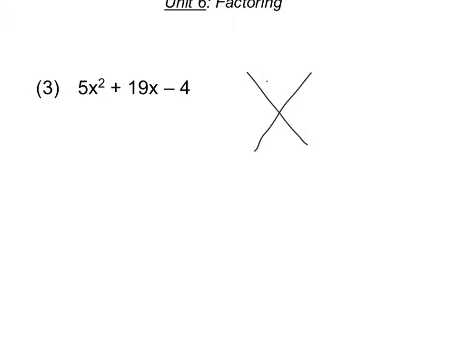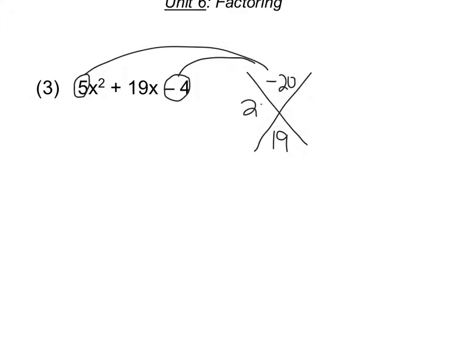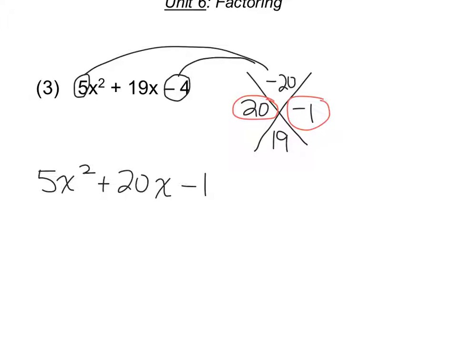So a -20 in this case, with a 19 on the bottom. So again, that's a 20 and a -1. 20 and -1. Wow. Or -1 and 20, because it won't matter which order you do it in. So 5x squared plus 20x minus, I'll write minus 1x minus 4.